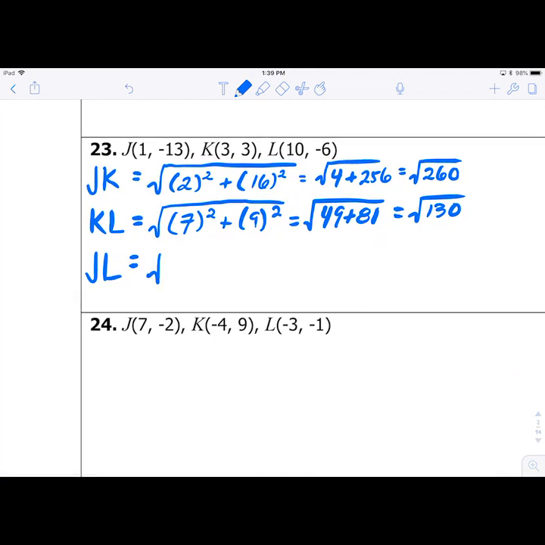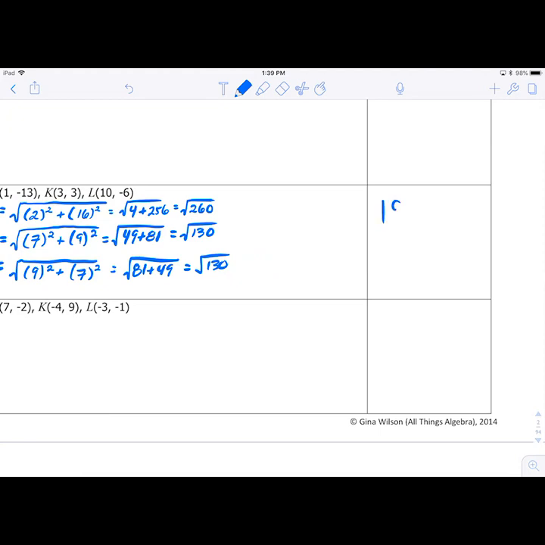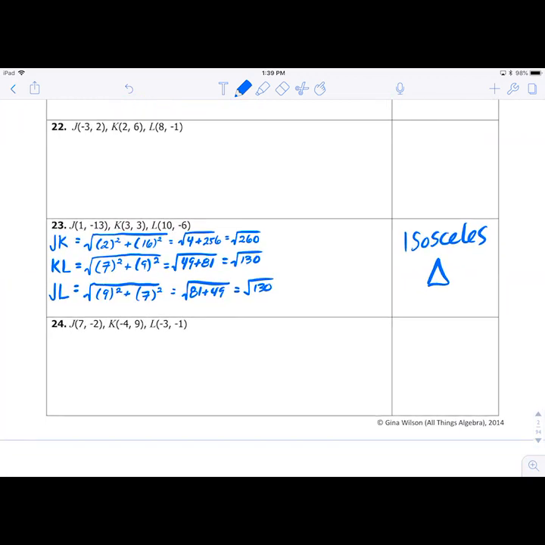All right, now JL, from J to L, 1 to 10, that's a 9 unit separation. Negative 13 to negative 6, that is a 7 unit separation. So I got 81 plus 49. Hey, that looks like KL. So I know this is an isosceles triangle. That's how you're going to tackle these problems. Work on your distance formula. Get it done.